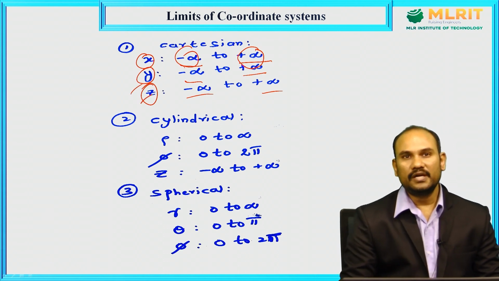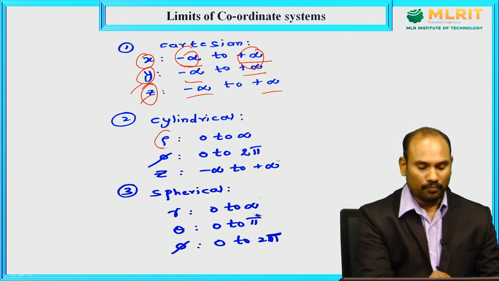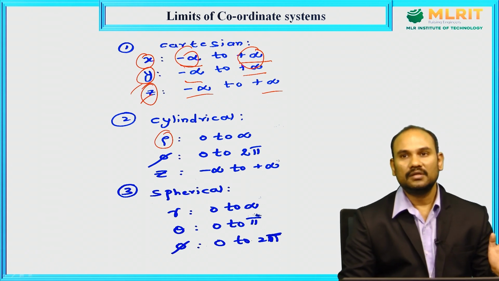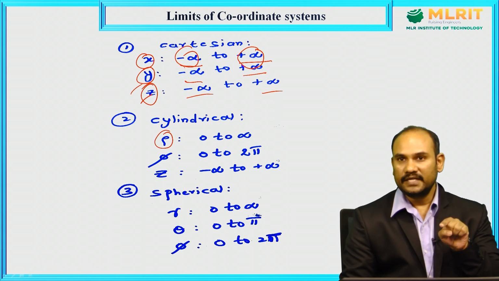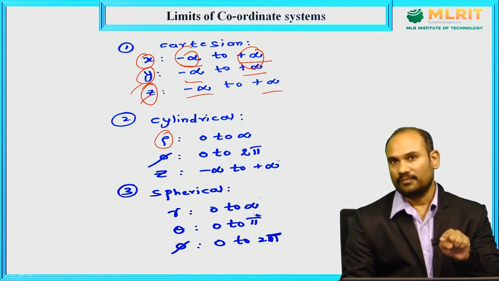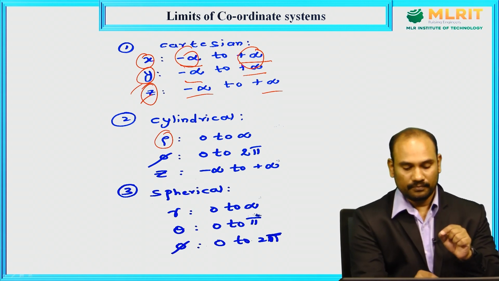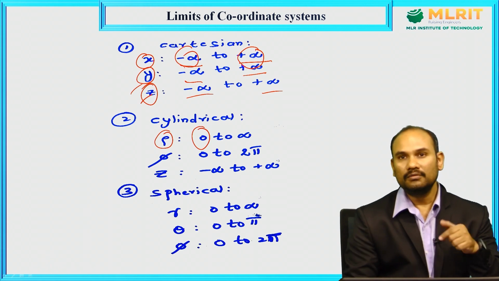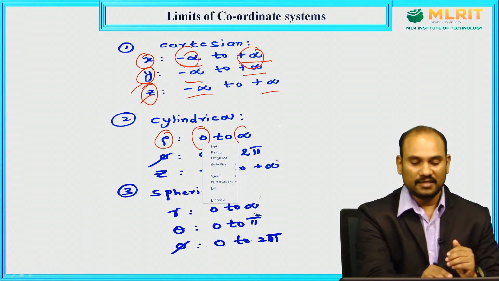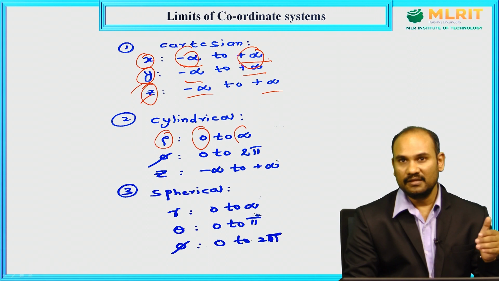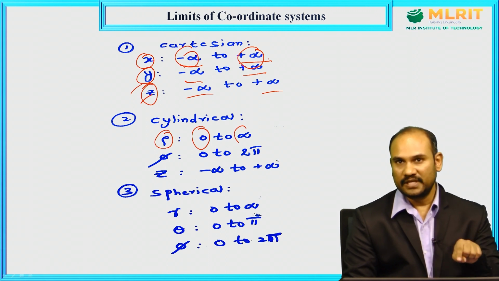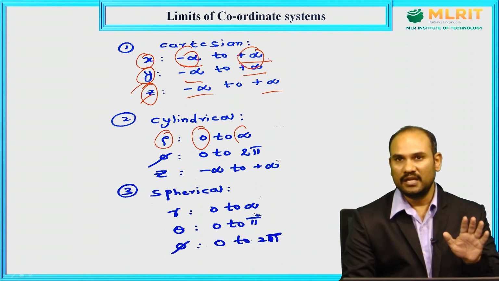Next, coming to cylindrical coordinate system, you have rho. What is rho? Rho is the radius of the cylinder. At the center of the cylinder, we say radius is 0. Starting from 0, it can go up to infinity. Unlike x and y, which start from minus infinity, radius starts from the center. This radius is measured from the center, whether it is a cylinder or sphere or circle, anything.